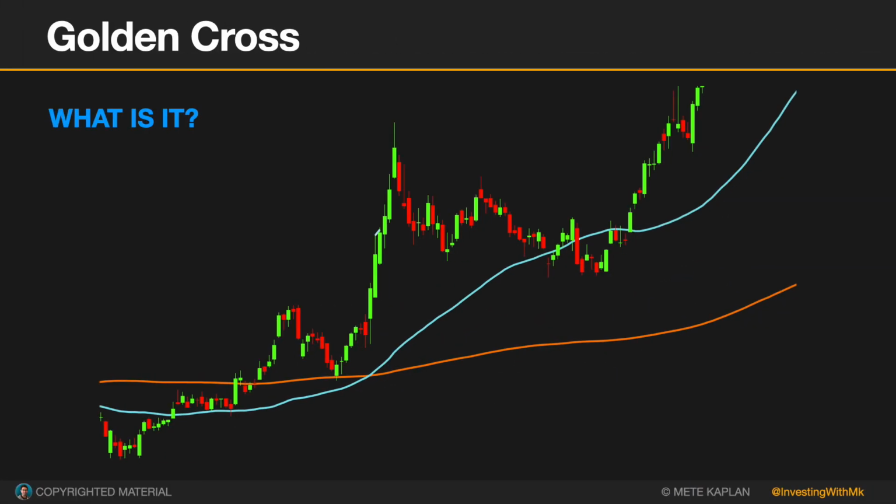Now, let's learn the Golden Cross. What is the Golden Cross? Golden Cross is the simplest indication for trend or momentum change for securities. It's nothing complicated at all. When the 50 simple moving average crosses over 200 simple moving average, it's considered as a trend change.